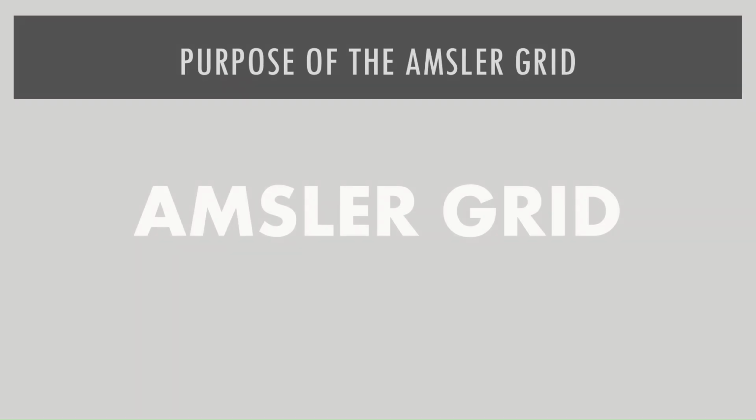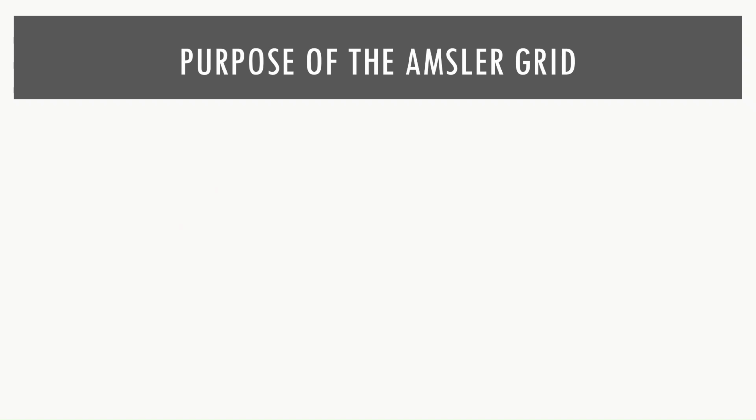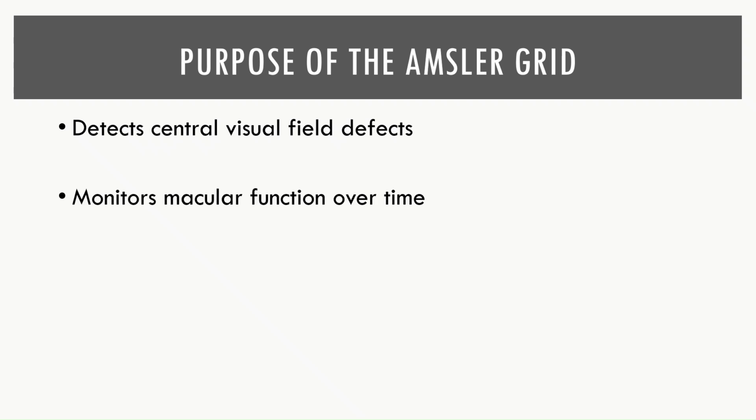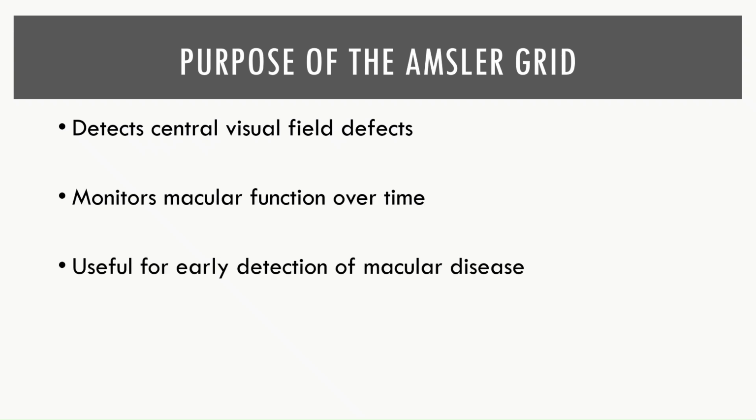The Amsler Grid is a simple yet powerful tool for evaluating the central visual field and detecting macular disorders such as age-related macular degeneration. The Amsler Grid allows clinicians and patients to monitor the central 10 degrees of vision, helping detect subtle changes in the macula before they become symptomatic.